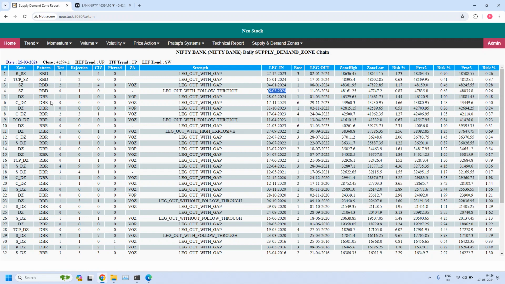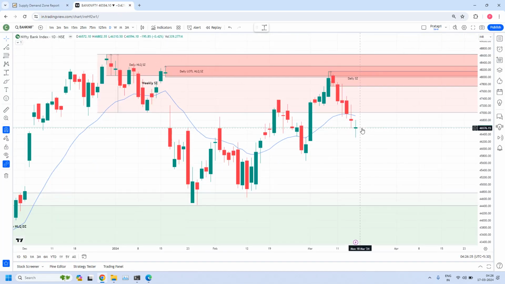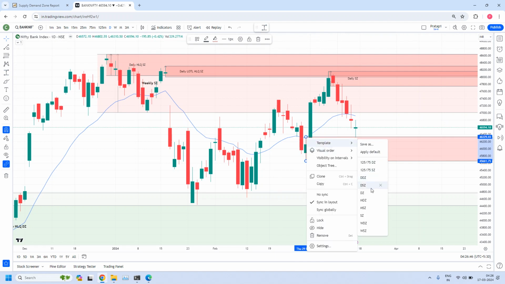Okay, what about demand zones? These are all supply zones. We have a most recently created demand zone. Let us draw the daily demand zone. It is already tested, moreover. It was created on 1st March, 28th February: one base candle, leg out is on 1st March. This is the one, drop base rally. But this is not a high liquidity demand zone. This is a daily demand zone.